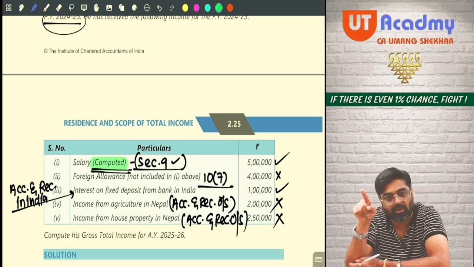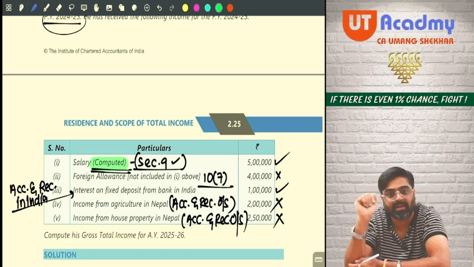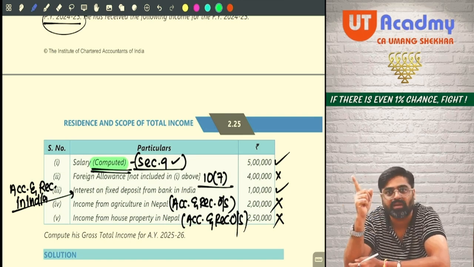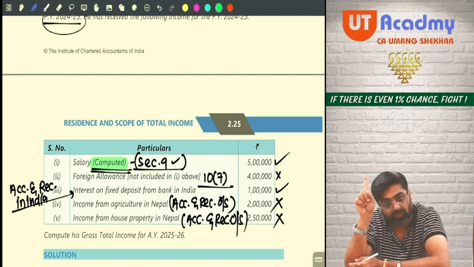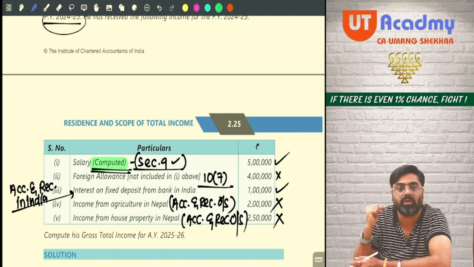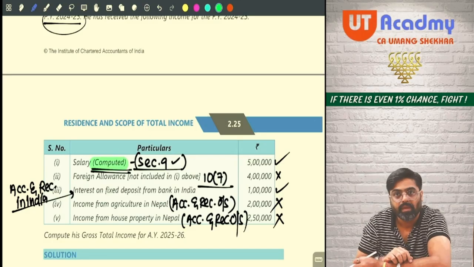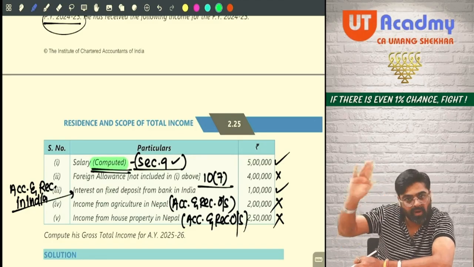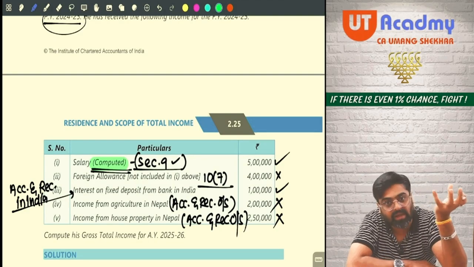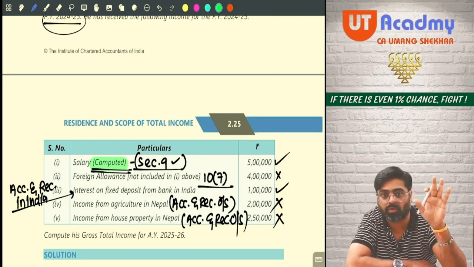If you follow 115BAC, then 50,000 standard deduction. Sorry, 75,000 standard deduction. And if you don't follow 115BAC, you know, the default tax scheme, I told you. So if you follow the default tax scheme, you will get 75,000 standard deduction from your salary income. Then the salary head income will be computed. And if you don't follow 115BAC, then in your salary head, you will get a standard deduction that is only 50,000.